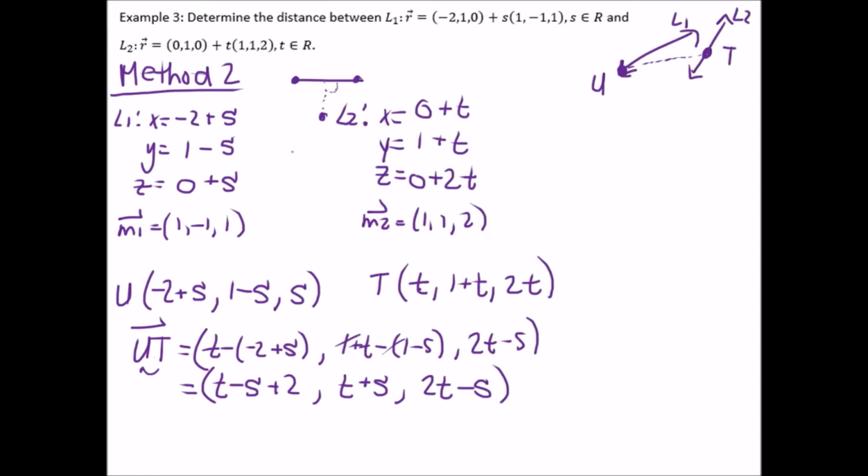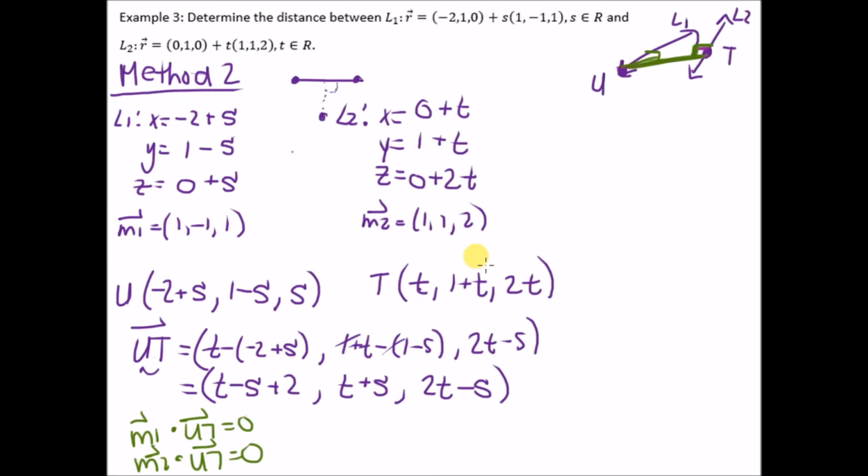This is where it gets a little bit tricky. So our entire thing is that the shortest distance between these two skew lines is going to be perpendicular. Let's change this color. Let's go green. It's going to be perpendicular to both skew lines. That means that if we dot the direction vector m1 dot ut, it has to equal 0. And if we dot m2 dot ut, that must equal 0 as well.